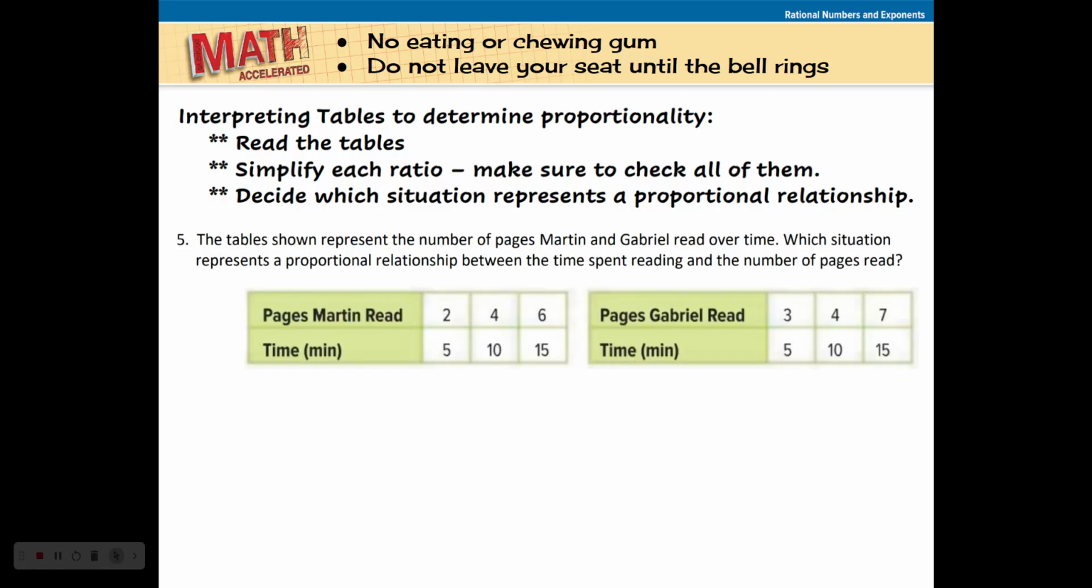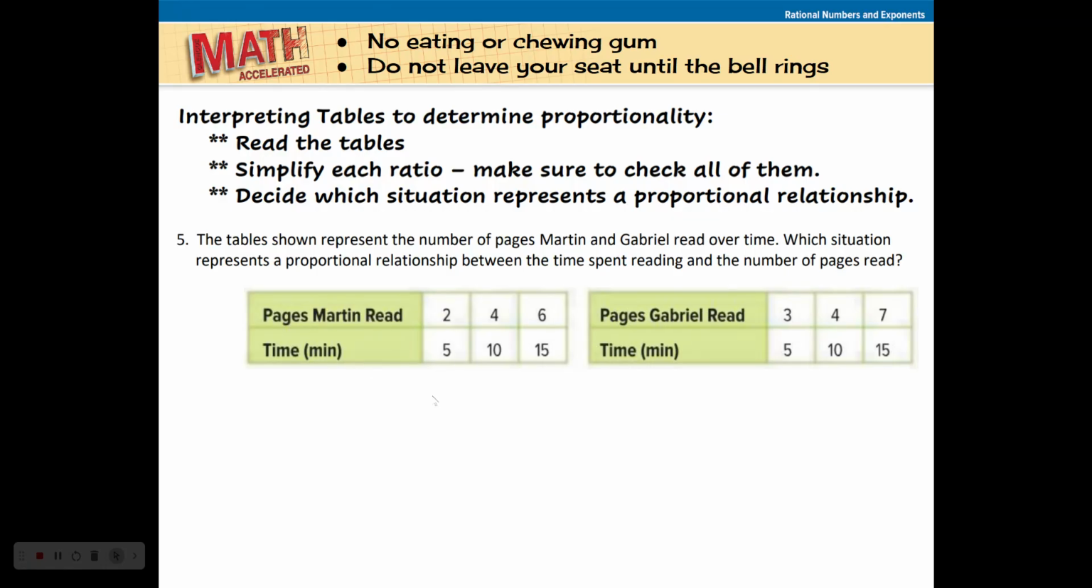Number 5, the tables shown represent the number of pages Martin and Gabriel read over time. Which situation represents a proportional relationship between the time spent and the number of pages read? So the time to pages.